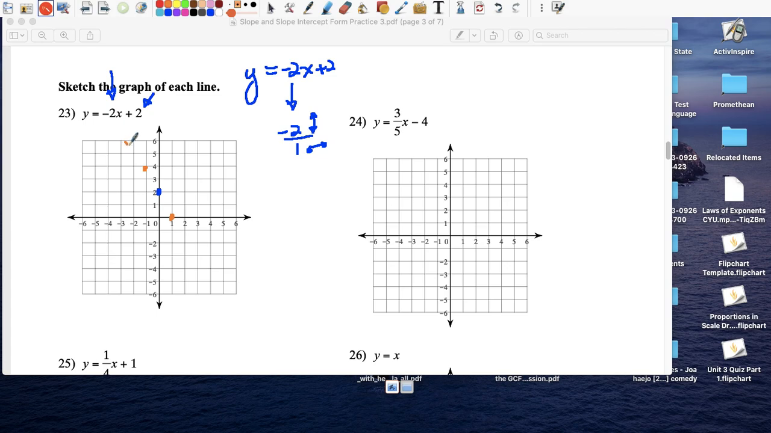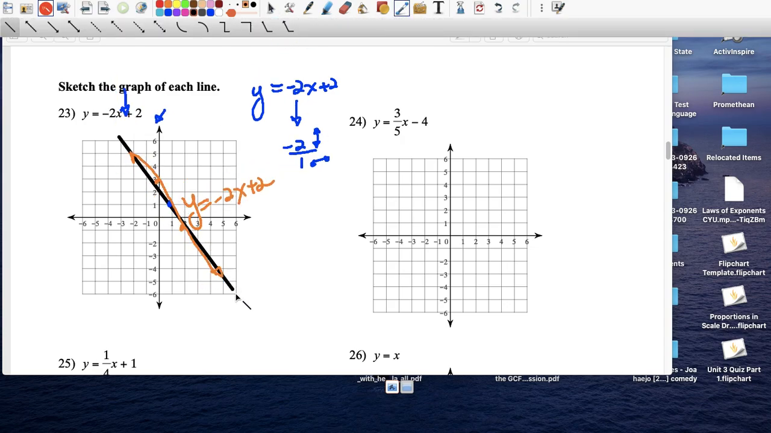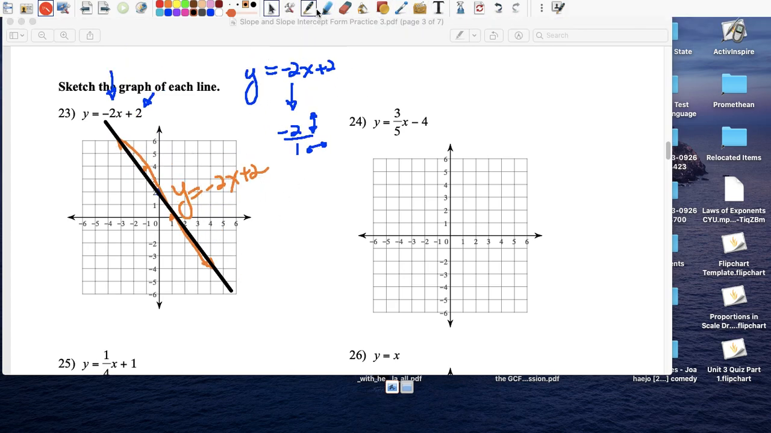So again, use a ruler. Here is my y equals negative 2x plus 2. And I should have used this. Okay. Make it a little prettier. There.